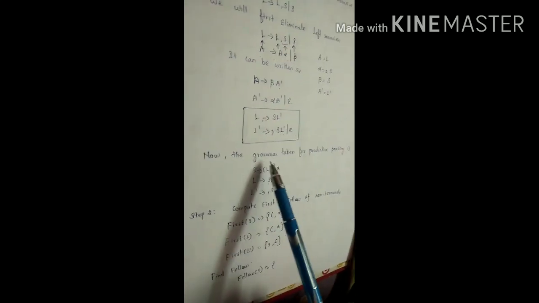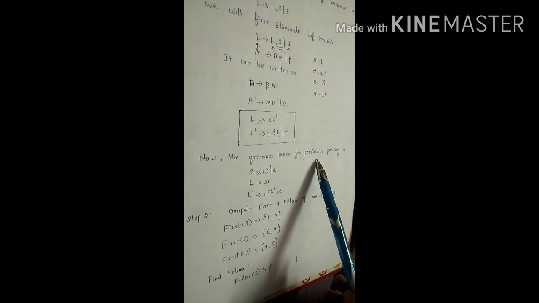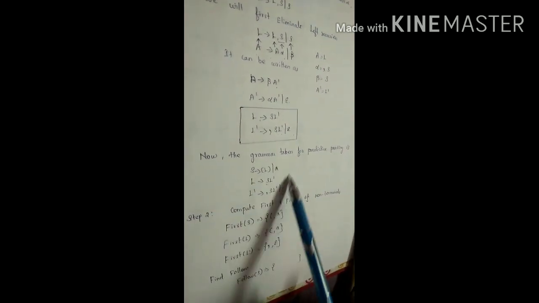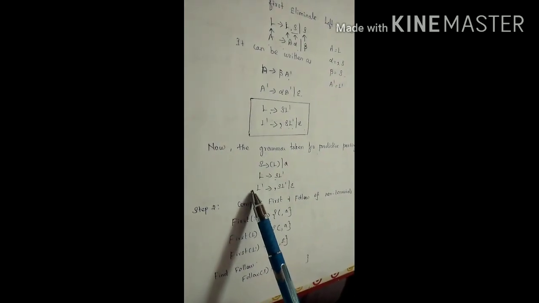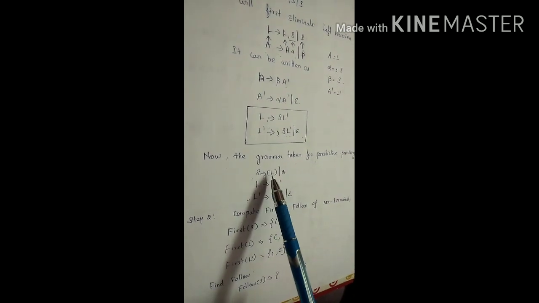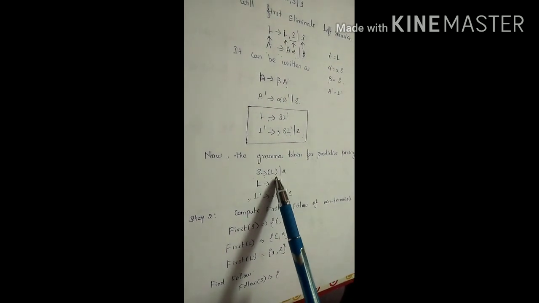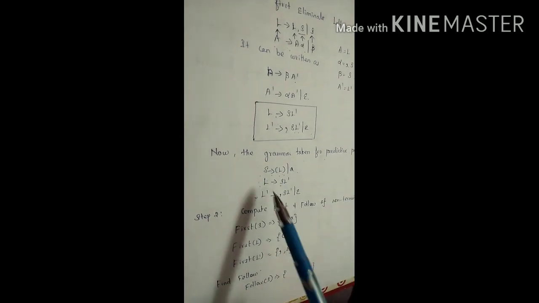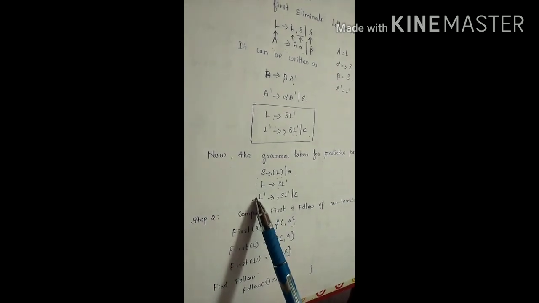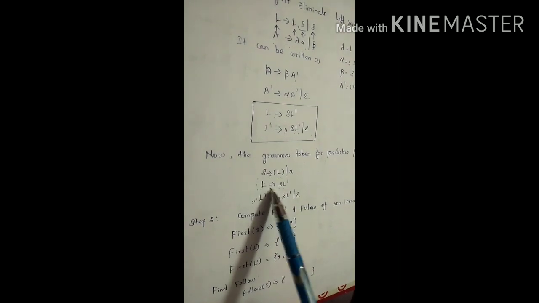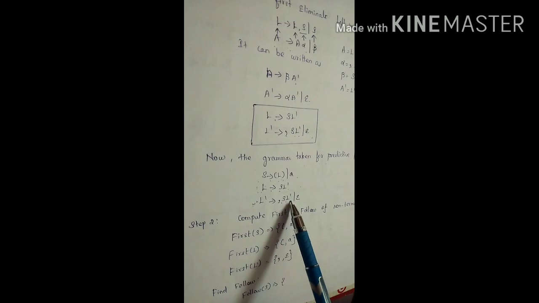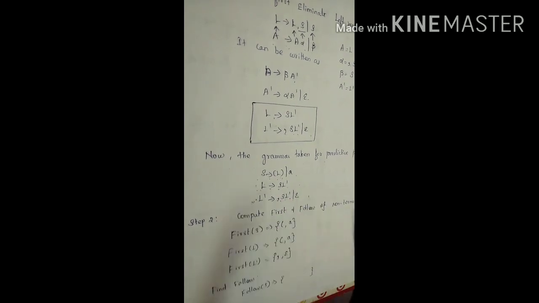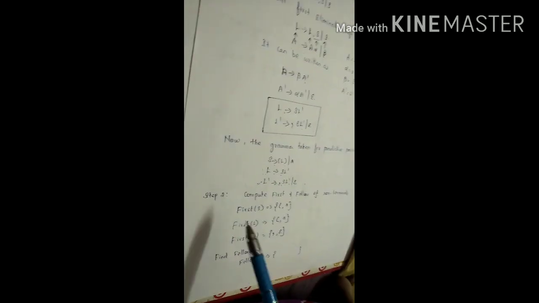Now consider the grammar taken for predictive parsing. S tends to open bracket L close bracket bar A, and we get the new set of productions after eliminating the left recursion. So these two are the new set of productions: L tends to S L dash, L dash tends to comma S L dash bar epsilon. So with this, step 1 is over.